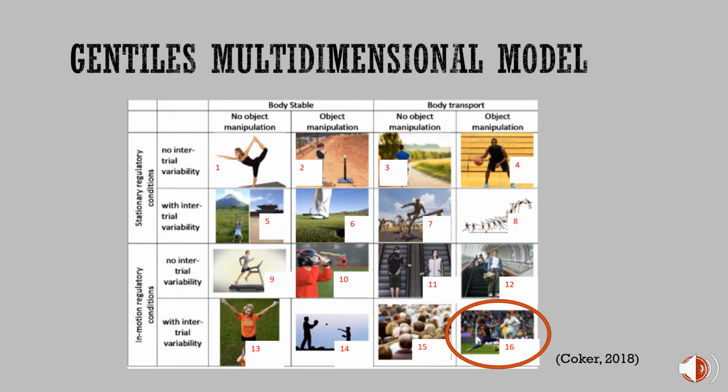Therefore, as shown in Gentile's multi-dimensional model, dribbling in the context of a basketball game is classified into box 16. This is due to dribbling action requirements, as the body is in motion dribbling the ball with object manipulation, as the ball is in constant movement. Along with this, the environment in which dribbling occurs changes every time with varying defense as well.